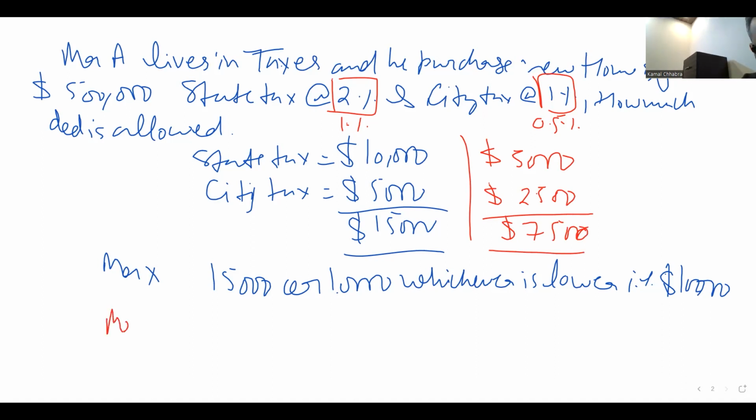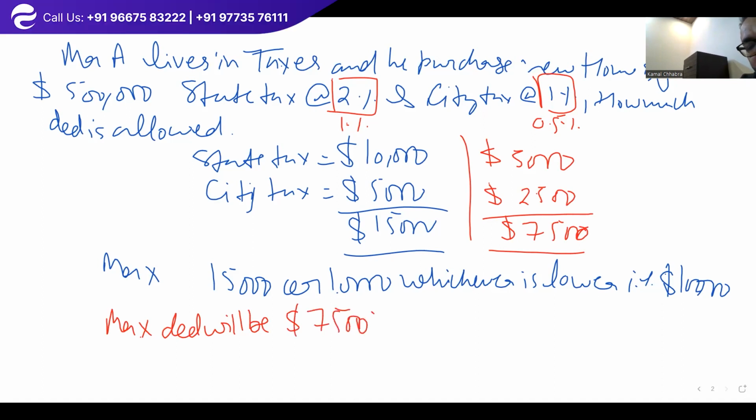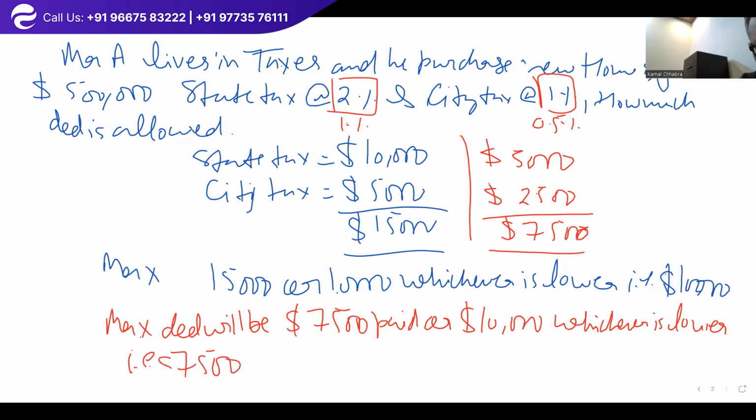So in that case, the maximum deduction will be $7,500 paid or $10,000, whichever is lower. That is how much? $7,500. Right? Make sense? Yes? No? Yes, sir. Simple? Okay.